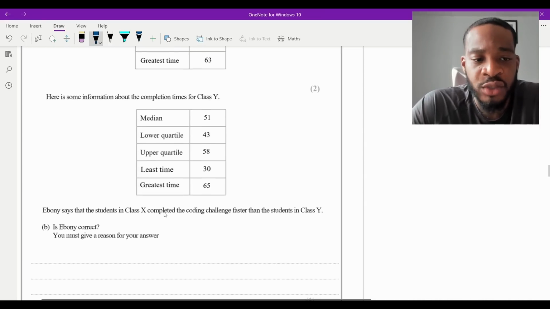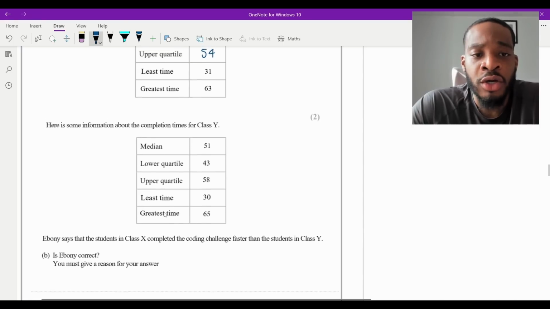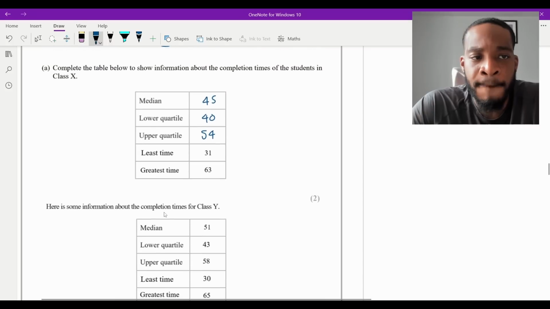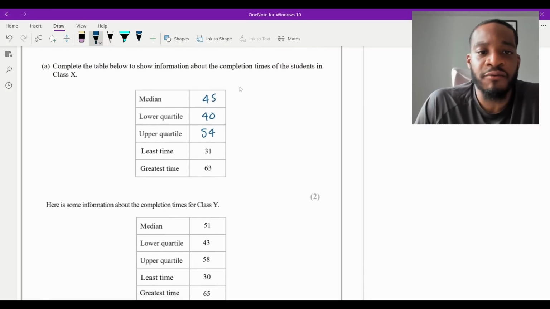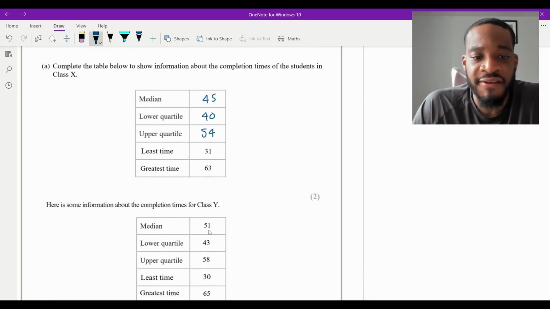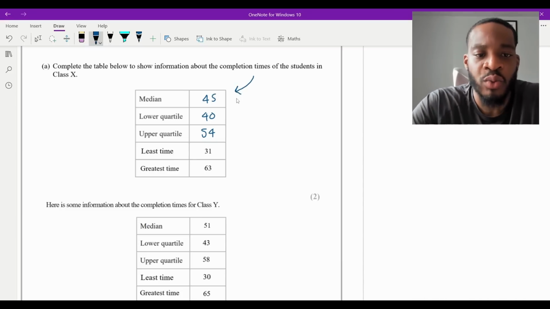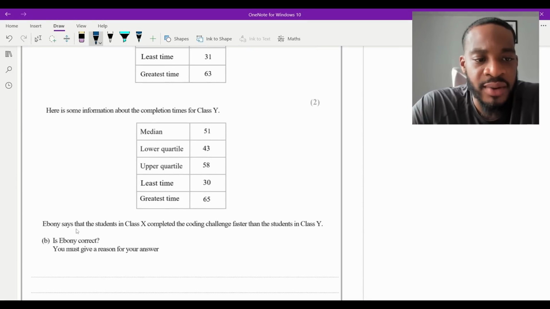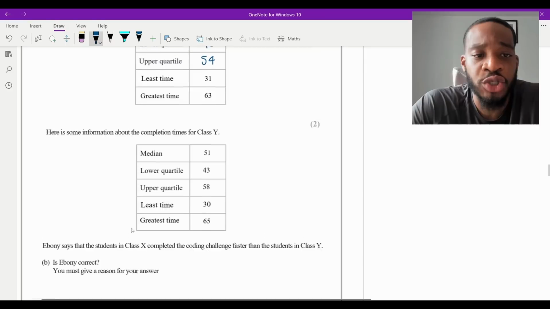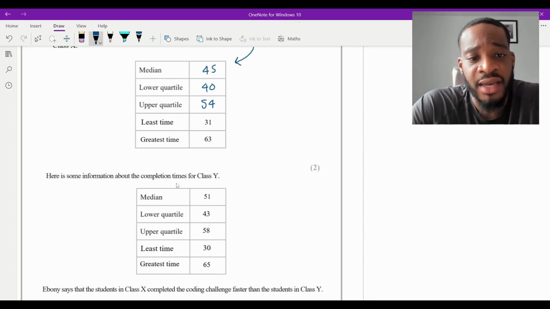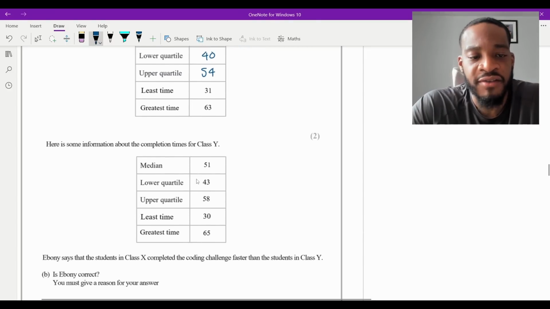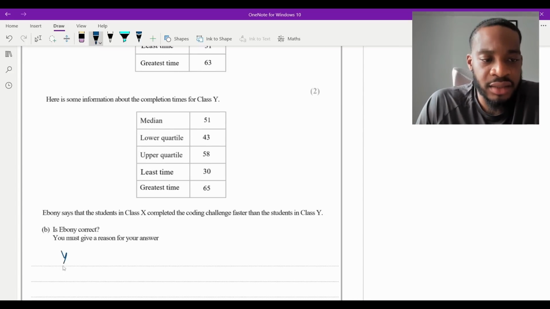So what you'd want to do for this one is compare the medians. What is the median for class X? It is 45, and the median for class Y is 51. So on average, it took class X a shorter amount of time to complete this coding challenge than class Y. So that does correspond with what Ebony says. Yes, because on average, the median is 45, and this one is greater for class Y, 51. So you're just going to say yes, and then give a reason.